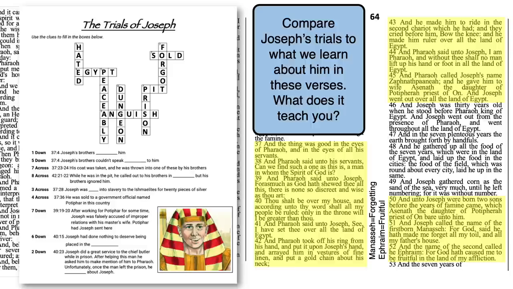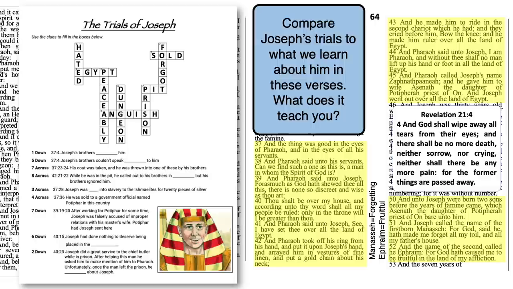One of my favorite verses of all Scripture is found in Revelation 21, verse 4. It talks about the millennium. And God shall wipe away all tears from their eyes. And there shall be no more death, neither sorrow nor crying, neither shall there be any more pain, for the former things are passed away. See, God can get rid of all those things. He can wipe away all tears. He can turn all negatives into positives with time and perspective.